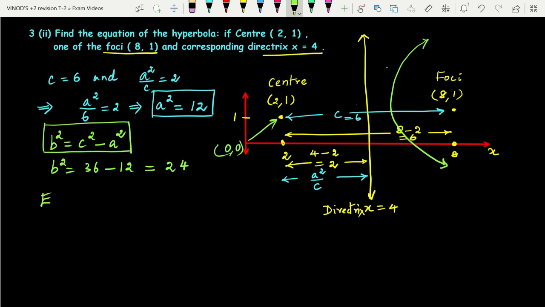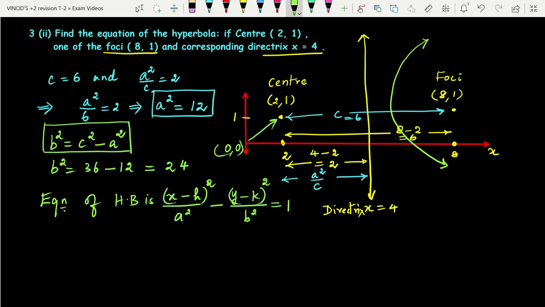So equation of shifted hyperbola is given by the equation x minus h the whole square by a square minus y minus k the whole square by b square is equal to 1. Now what is your h value and k value? Center is h comma k. So h is 2 and k is equal to 1.